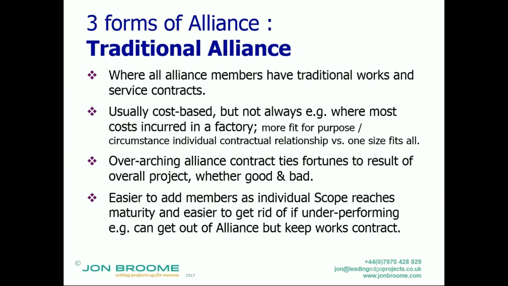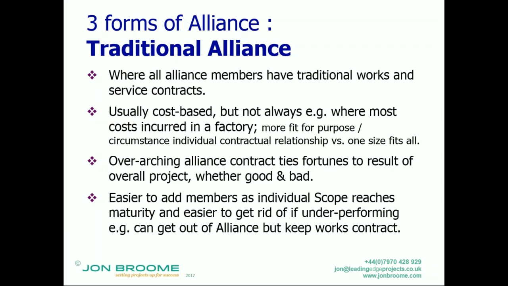And this is where all alliance members have a traditional works and service contract under one of the NEC family. They're usually cost-based, but not always. So, for instance, suppliers of critical components which are manufactured in a factory, it's a nightmare to reimburse on a cost-plus basis, because what was incurred on delivering that order isn't necessarily what it costs for delivering another one. So it allows more fit-for-purpose commercial arrangements for the individual suppliers.